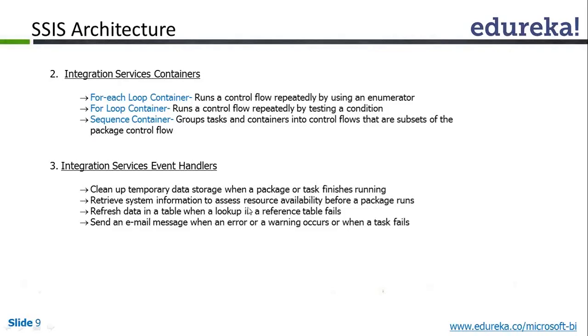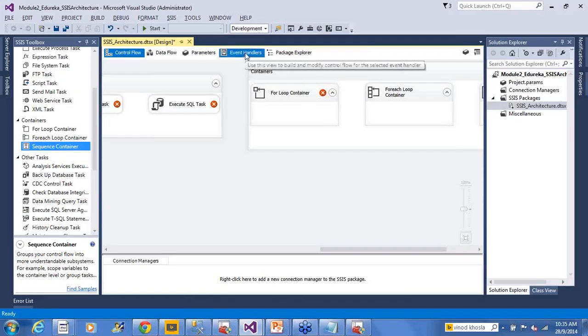And we have the concept of event handlers, right? So where are the event handlers? What is the concept of an event handler? An event handler is nothing but a temporary data storage where the package or task finishes running, right? Retrieve system information to assess resource availability before the package runs. So, as I already told you, event handlers are related to the concept of try catch, or it is used to do exception handling, right?